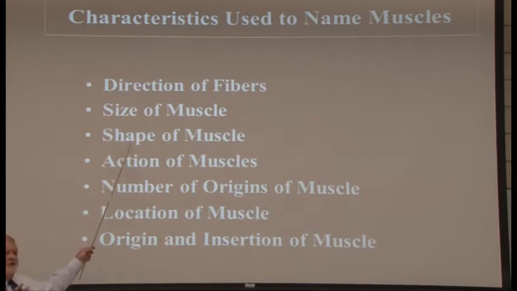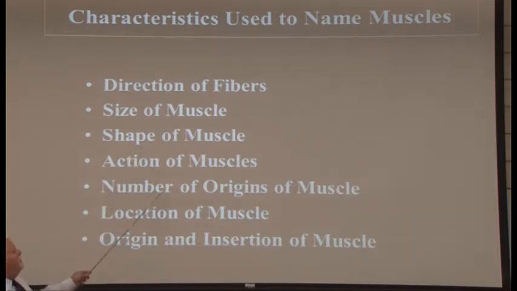There's some geometry that was used in naming, so some muscles are named based upon some geometric terms that we use. Some muscles nicely tell you their action in their name, and their action is part of their name. Other muscles tell you the number of origins. For example, the one we just did, biceps, tells you there are two origins. And then some are done simply by location, where they're located on the body. And then some are done by origin insertion as part of the muscle name.